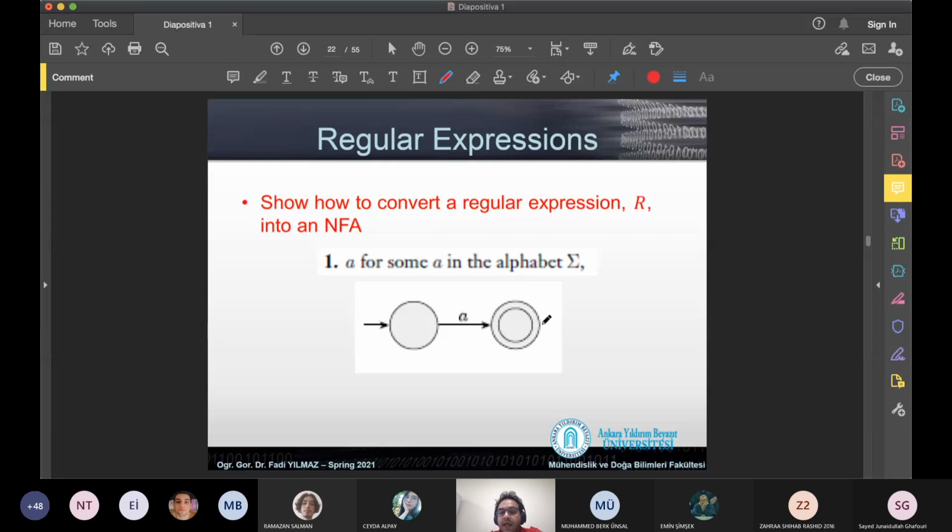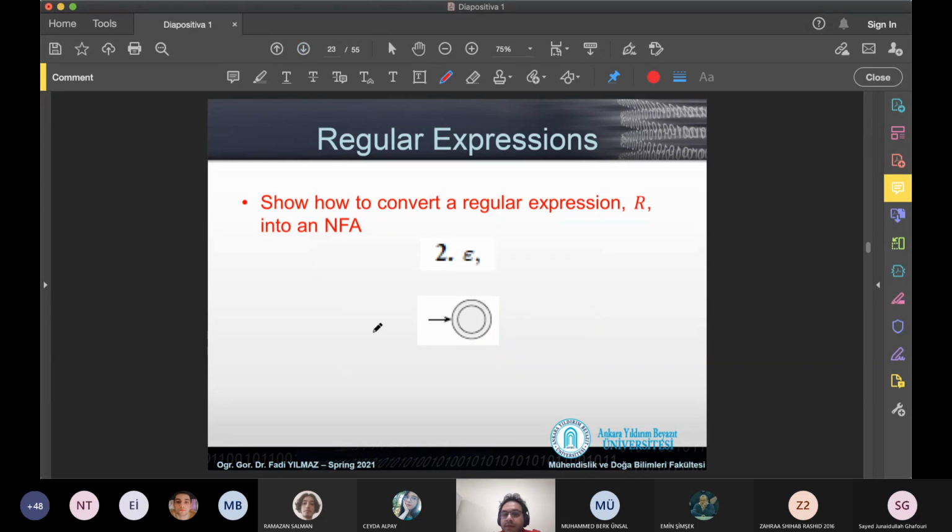This is the NFA that accepts a. Start from the start state, receive a, and accept it. So this is an NFA, right? And this shows the regular expression a. Is this clear? How we convert the regular expression a to the NFA for the first one?